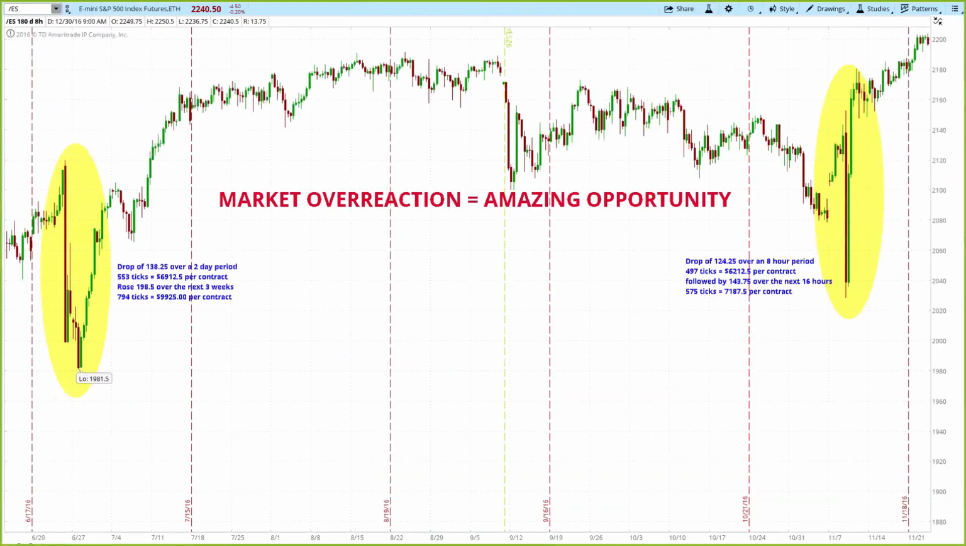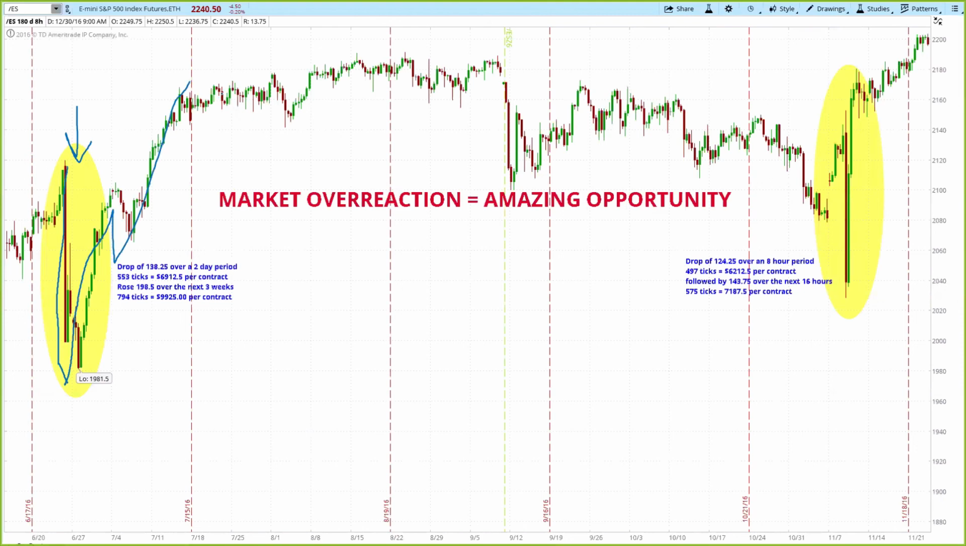Here's a couple of parabolic moves. I bet you guys can name these two 2016 events. What's this one here back in June? Anybody? Anybody want to make a guess on that? It's Brexit. It's like, okay, it's Chicken Little, right? Oh no, Britain's leaving the European Union. The sky is falling. What are we going to do? Oh, wait, it's not going to happen tomorrow, is it? Oh, everything's fine.